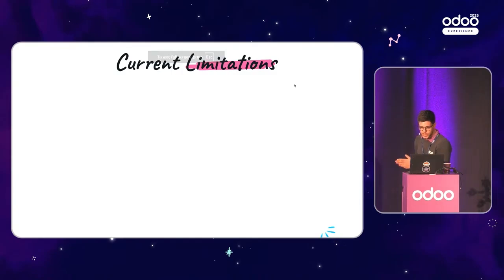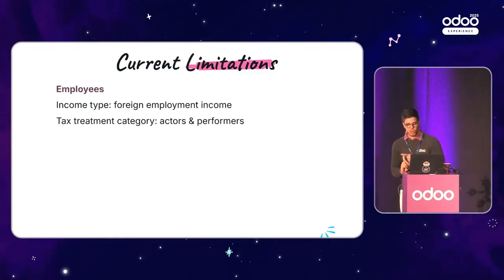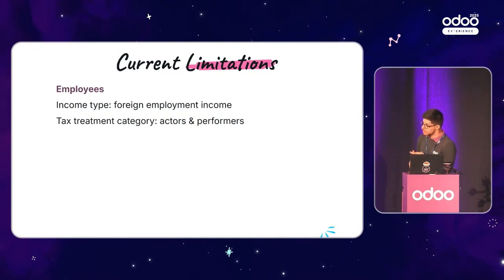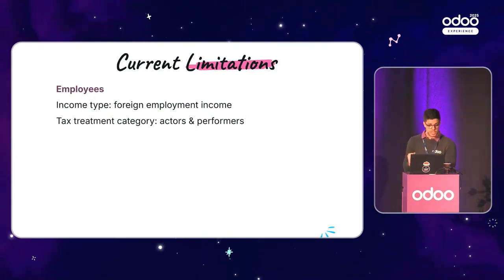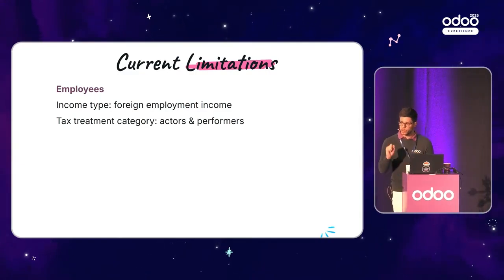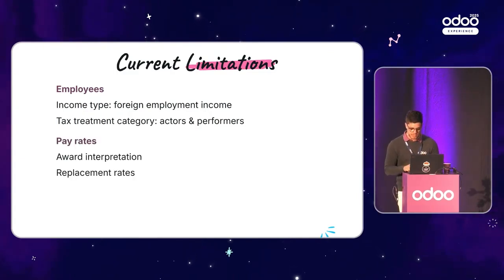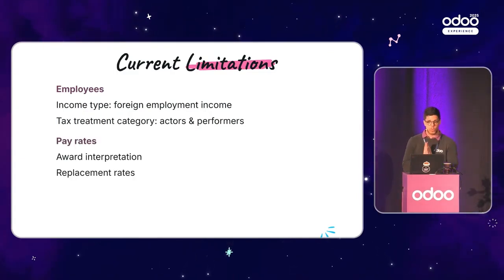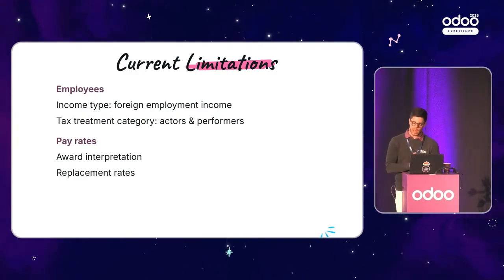Of course, this is all clear and pretty. However, we still have current limitations as of version 19. First of all, we don't support foreign employment income type. So if you have an employee that's working abroad and being paid abroad for an Australian residence, this is not at the moment something we support, but we're working on it. Tax treatment category, actors and performance, a little niche, but we don't support it as of yet. Pay rate, Odoo does not do award interpretation as of yet. You can still manage all your rates within Odoo, but you'll have to add them manually.